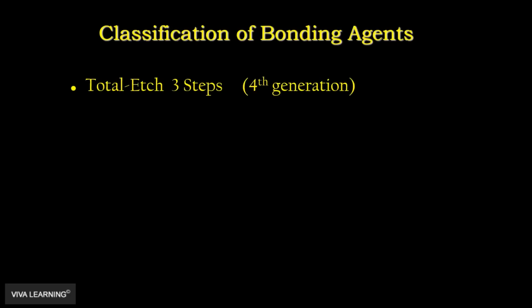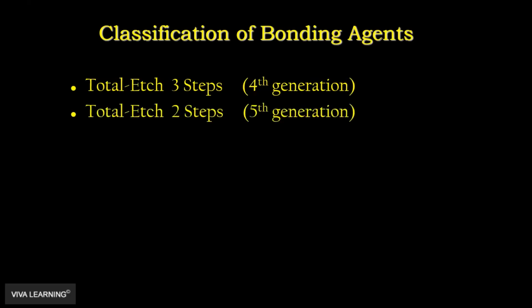This is what we call the 4th generation. The first step was you put the phosphoric acid on the tooth, and rinse it off. Then you apply a primer and you evaporate the solvent and you apply your adhesive layer.